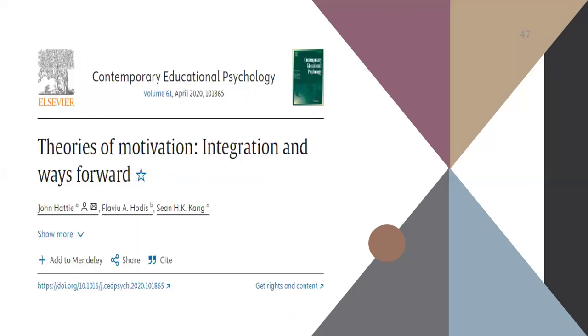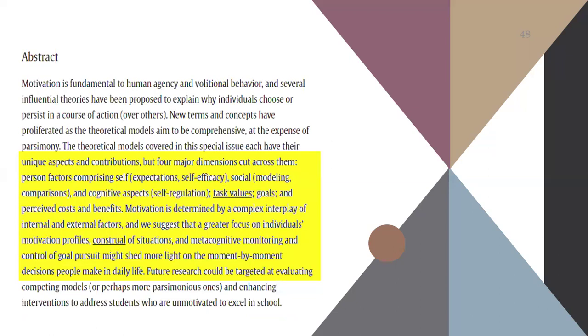Moving on to the other article, Theories of Motivation, Integration, and Ways Forward. In this article, the theoretical models covered in the special issue each have their unique aspects and contributions, but 4 major dimensions cut across them. Person factors comprising self-expectations, self-efficacy, social modeling comparisons, and cognitive aspects, self-regulation. Tasks, value, goals, and perceived costs and benefits.